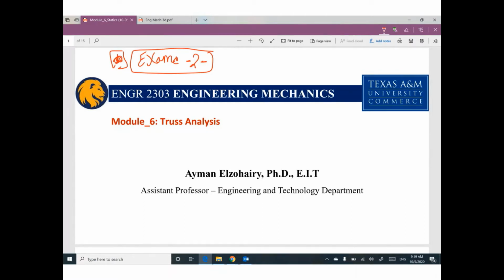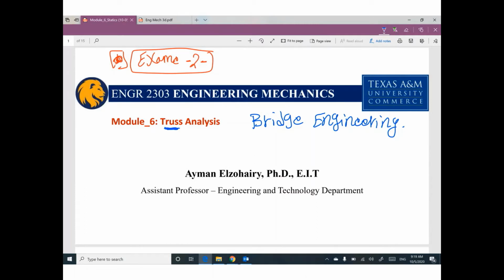Our topic today is truss analysis. This topic is related mainly to bridge engineers. It will be covered in more detail in another course called Structure Analysis and Design for construction, for CONI students.